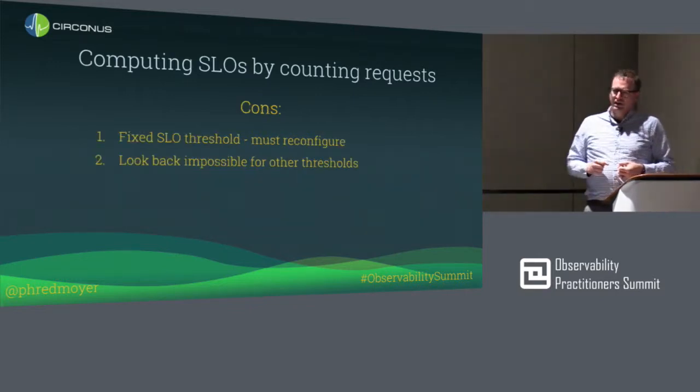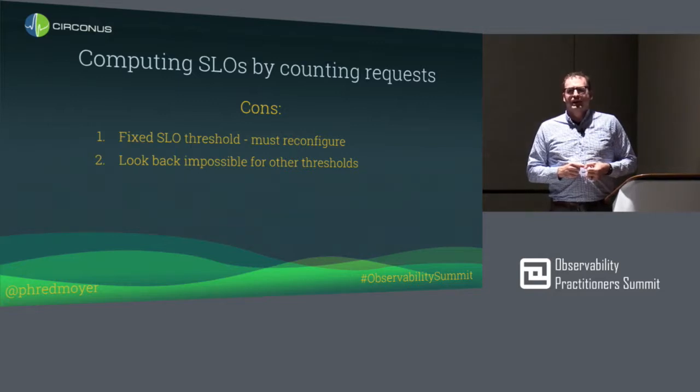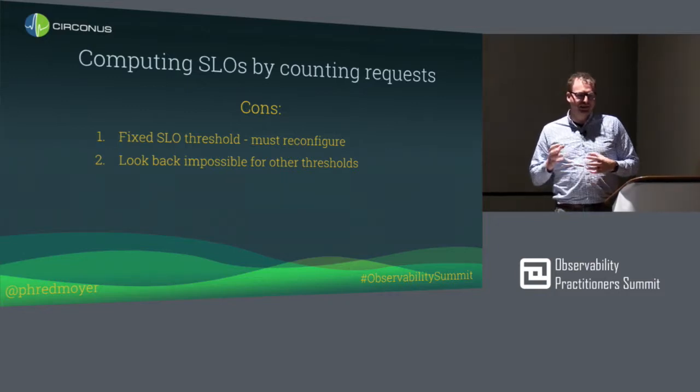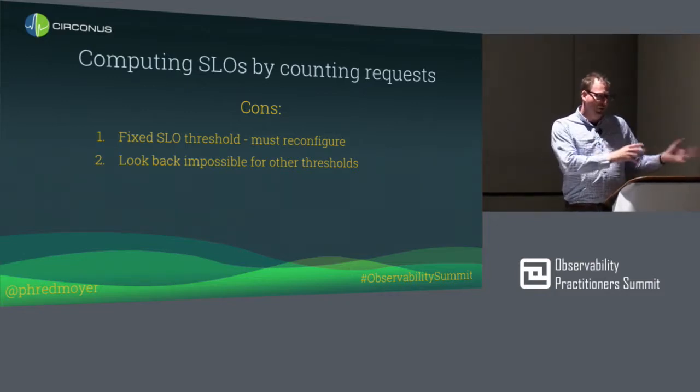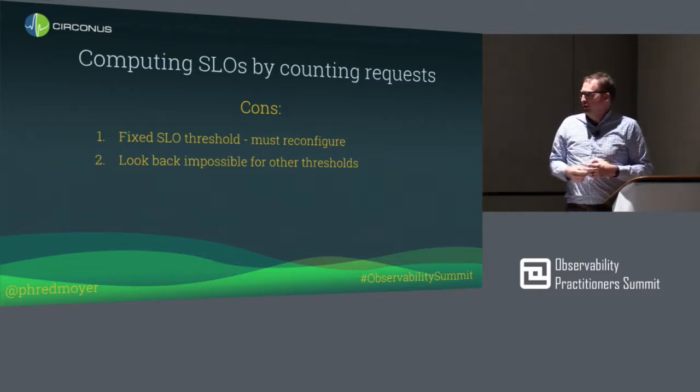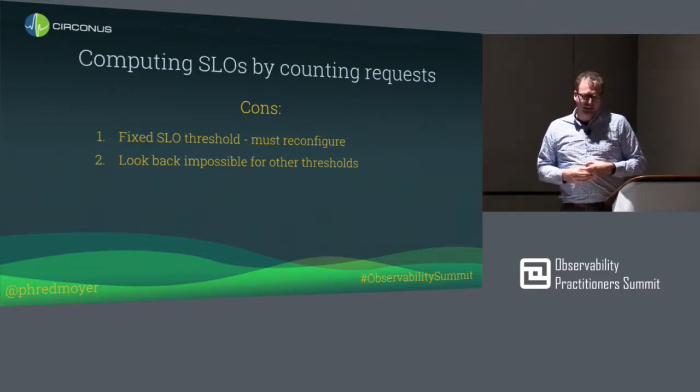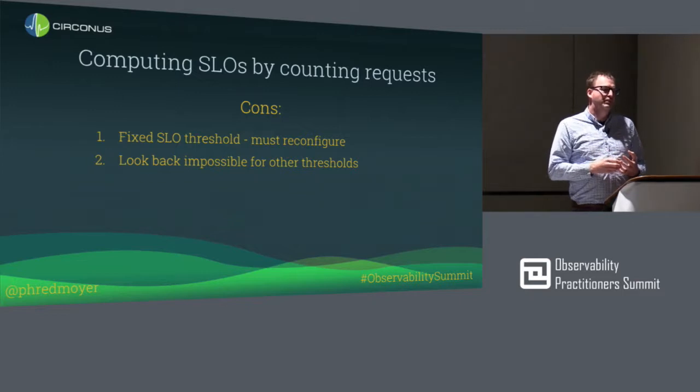It's got some cons, though, and mainly that you are working with a fixed SLO threshold. So if I want to change that, I have to go back in and either reconfigure my code or re-instrument, and it also makes historical look back impossible.